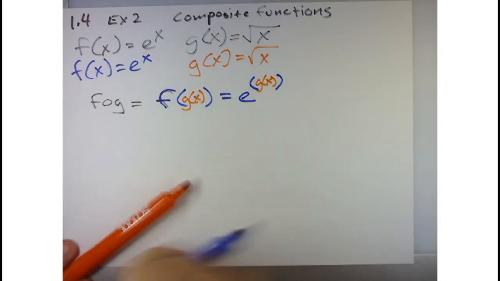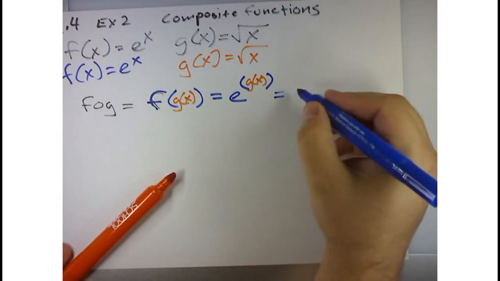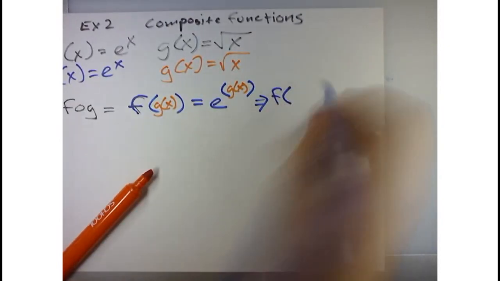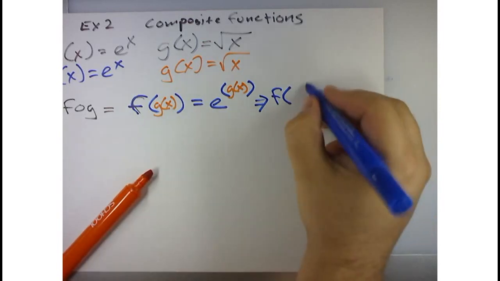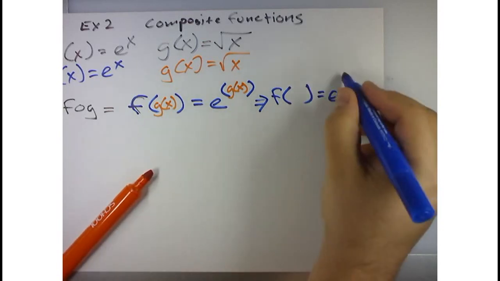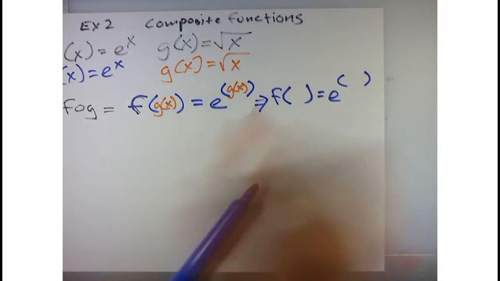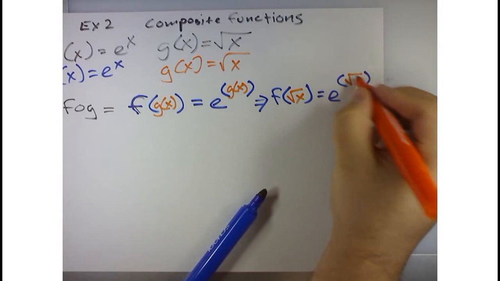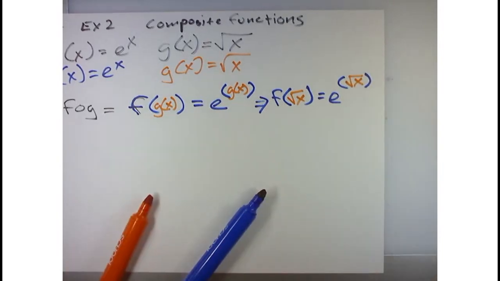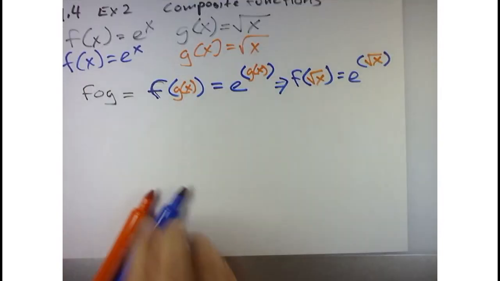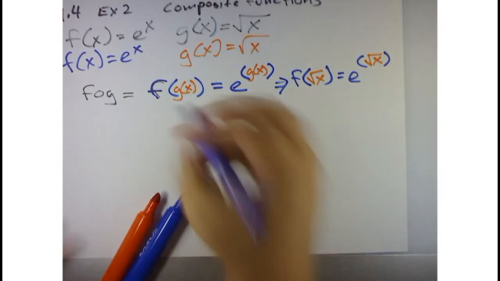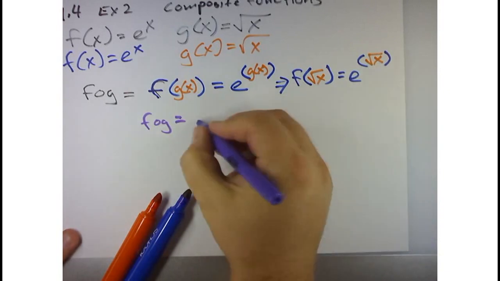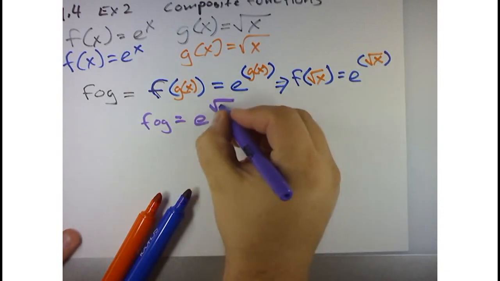Well, what is that? If we were to write that out completely, that would be f of, well, what is g of x? Well, g of x is just the square root of x. So basically what I'm saying is that, we'll use a third color, f o g of x is equal to e raised to the square root of x.